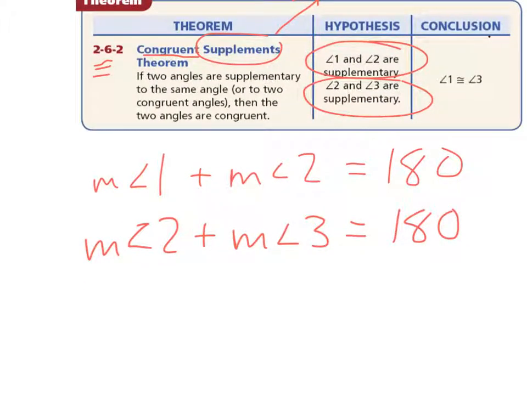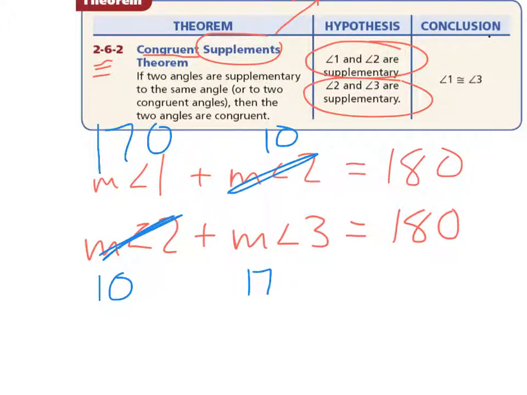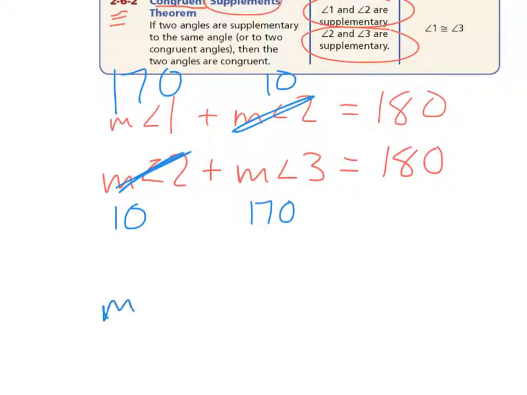So let's take any number and plug that into the measure of angle 2. What's an angle that we can plug in there? 10. So if the measure of angle 2 is 10, then what would the measure of angle 1 be? 170. Well, in this case, we have the measure of angle 2 again. So we know that one's 10. Then what's the measure of angle 3? 170. So now the measure of angle 1 is equal to the measure of angle 3, because we said that those are both 170.